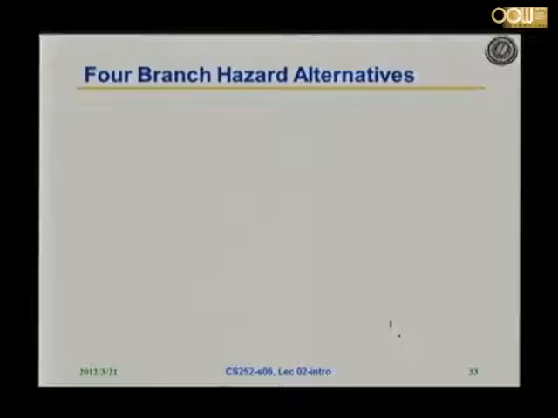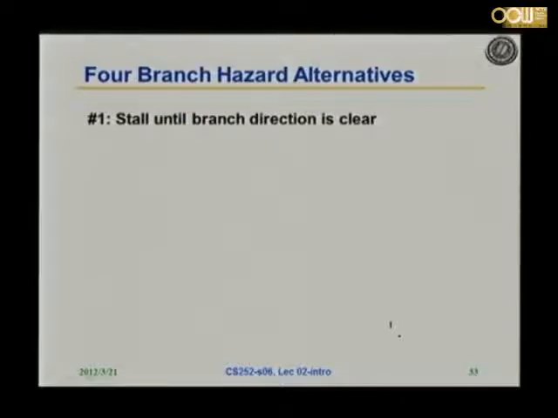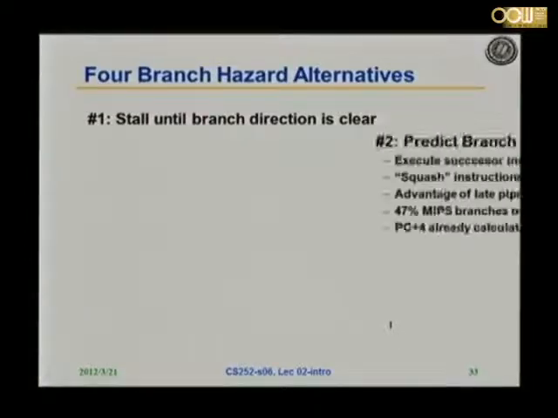Okay, so here we may have different alternatives in handling branches. Number 1 is to stall until branch direction is clear. Like in the previous case, we wait until we know whether we need to branch and then kill the instructions if necessary. This is the stall solution.